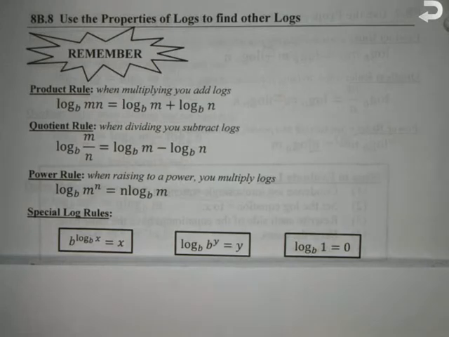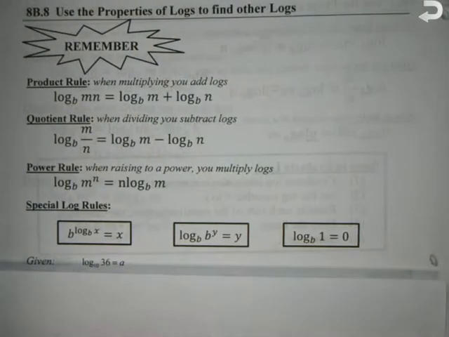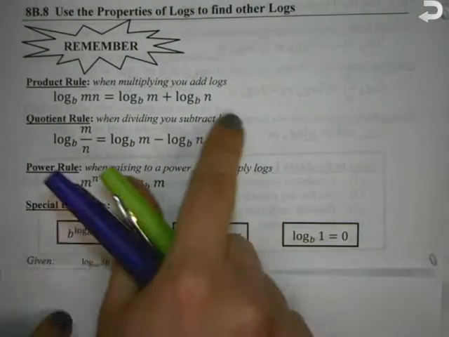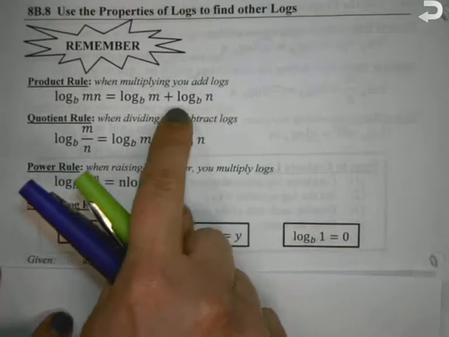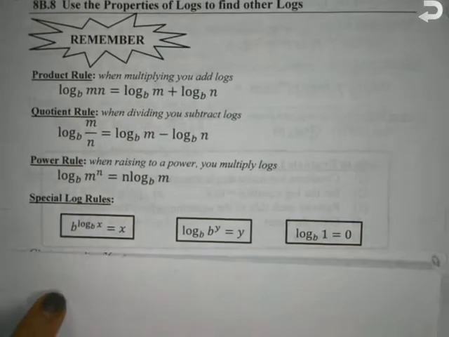What we're going to do today is use the properties of logs to find other logs. So now we're going to use those log properties, and I listed all of those for you. Product we add, quotient we subtract, power we're multiplying. And then I also listed the special log rules.